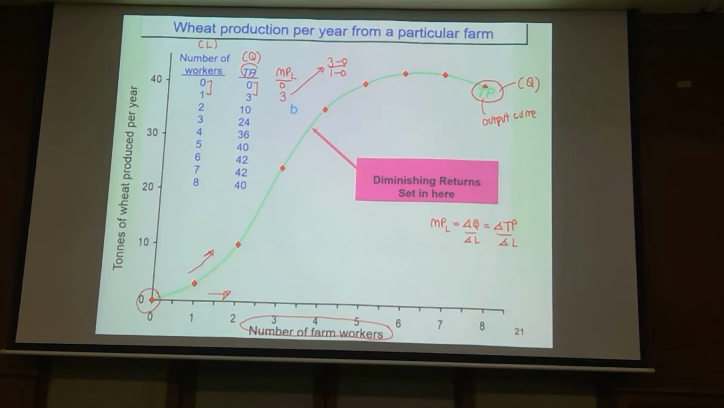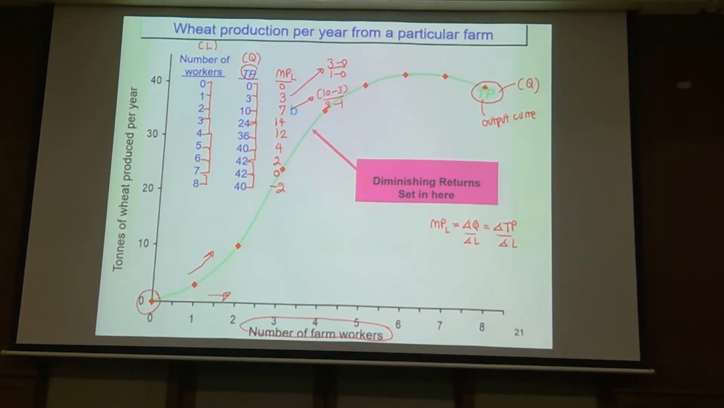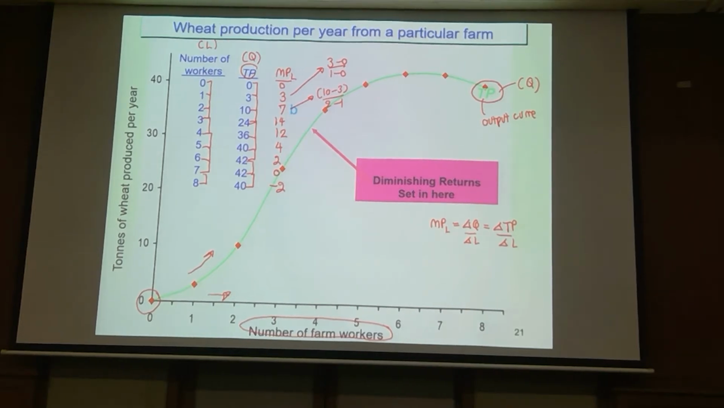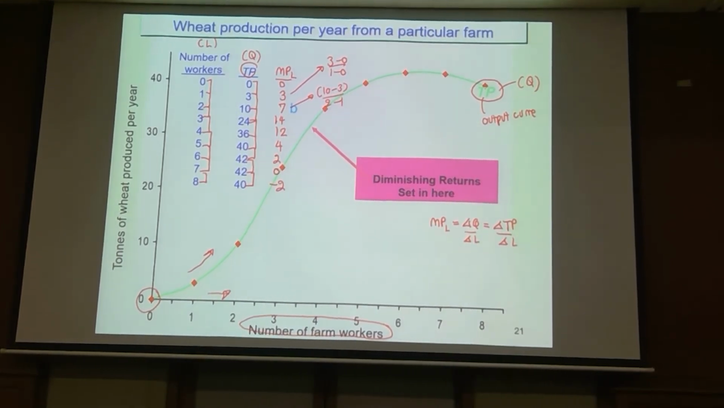How about when we employ an additional unit of labor from 1 to 2 labor? What is the increase in output that we get? 7. So how do we calculate 7? 10 minus 3 over 2 minus 1, for example. How about the third unit of labor? How much extra output do we get? 14. So we continue to do this one. 12, 4, 2, 0, then minus 2. Okay, you see, when you employ labor that gives you negative marginal product, instead of getting a higher amount of output, you get a reduction in output instead.